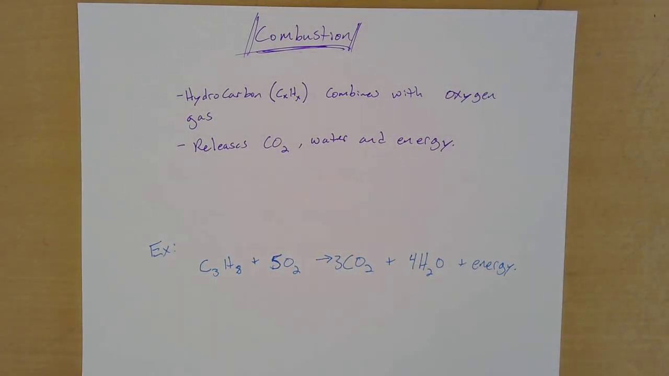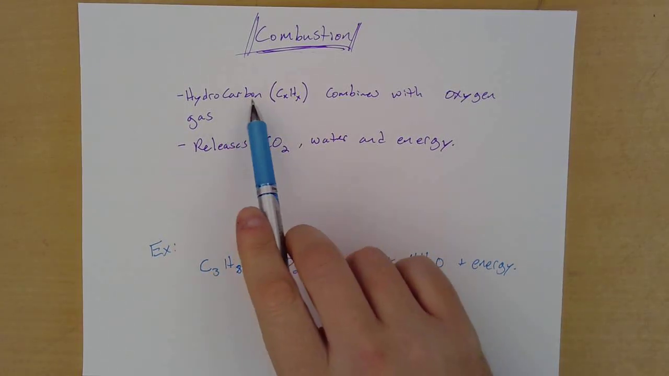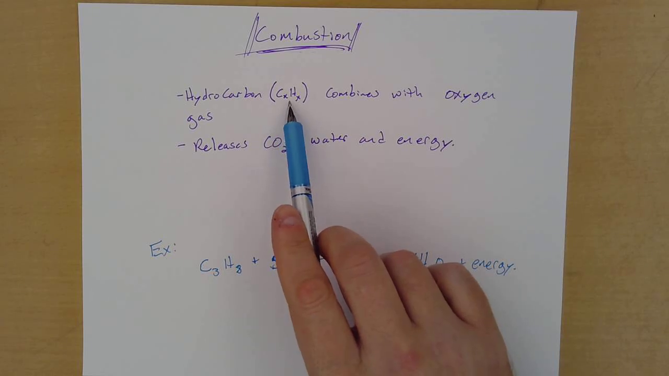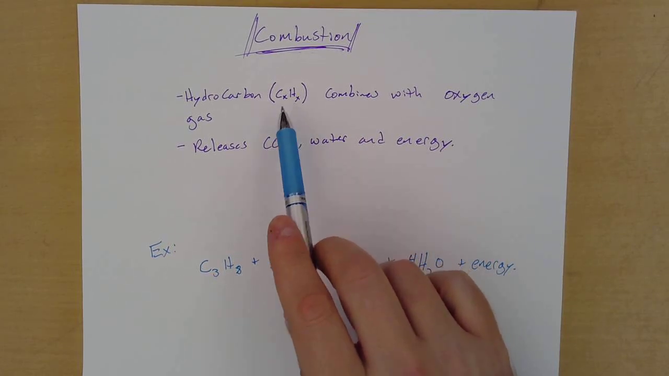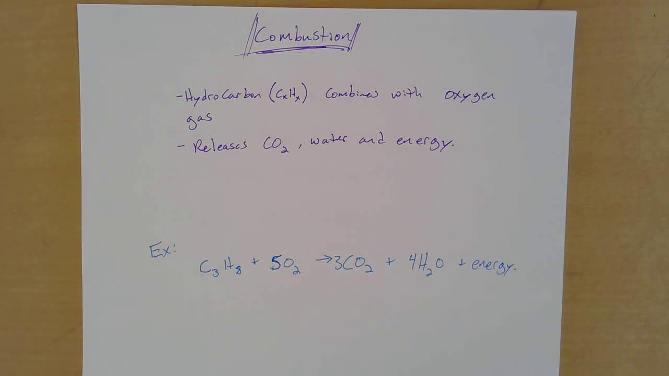Combustion is great. This is the easiest, I think, to identify because a lot of it doesn't change. In the beginning, you're always going to have some type of hydrocarbon, which just means it's carbons and some hydrogens stuck together. It could be an amount of carbon and an amount of hydrogens. They're going to combine with oxygen gas. So you can even see down in the example, I have some amount of carbons and hydrogens stuck together. It's reacting with oxygen gas. And on the other side, I'm always going to see carbon dioxide, water, and energy.